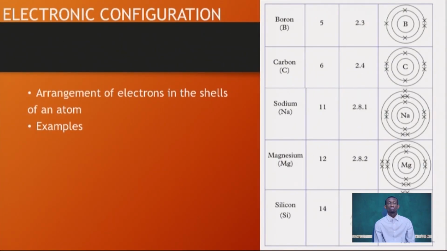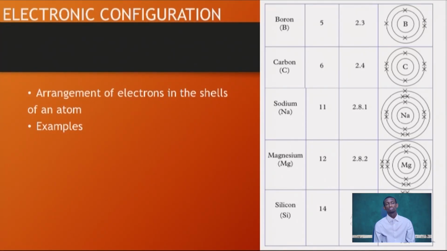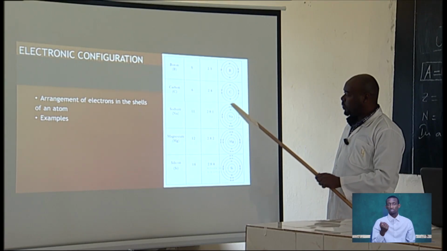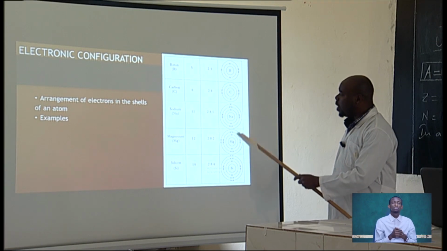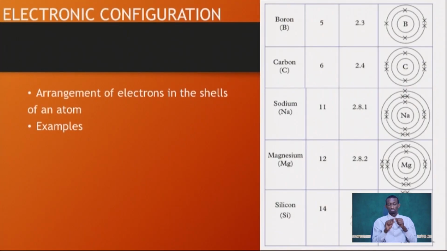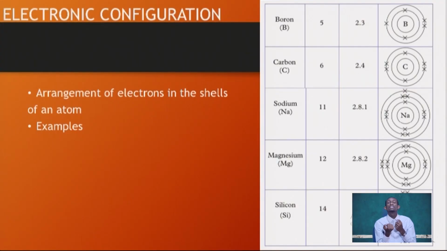We have sodium, the one we have used. The atomic number is 11, and that is the number of electrons. So we have 2 electrons in the first shell, 8 electrons in the second, and 1 electron in the third shell. Here we have the distribution on a diagram. You can see that on the diagram, we have the first shell, which contains 2 electrons, and the second shell, which contains 8 electrons, and the third, which has only 1.